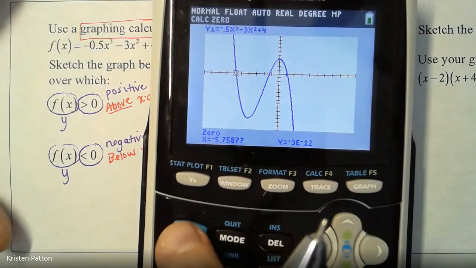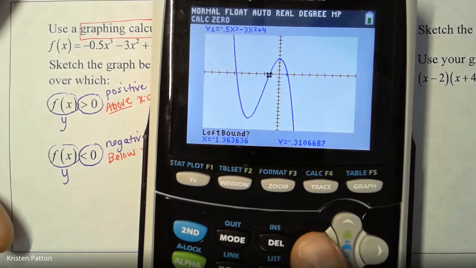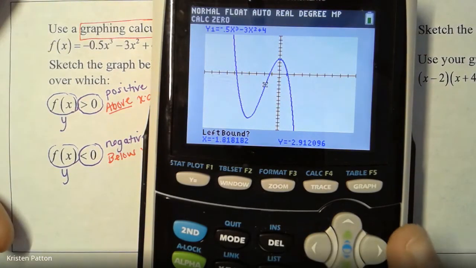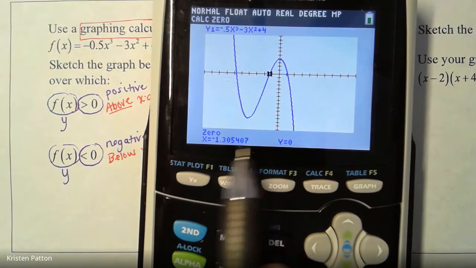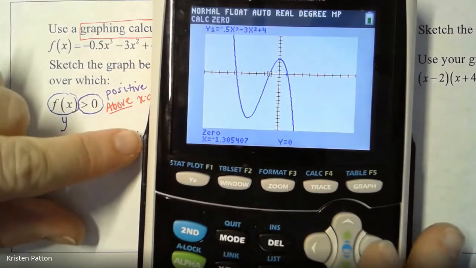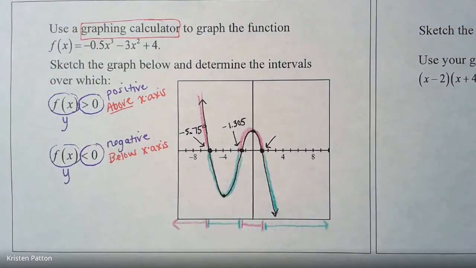Same procedure. I'm going to go second trace down to number 2. I'm going to go over to this zero. I'm going to start by going to the left a little bit, couple clicks, hit enter, then go on the right side of it a couple and hit enter. And then it says guess, and I'm going to hit enter again. Again, doesn't surprise me, the y value is 0. The x coordinate is negative 1.305. Mathematically, this is not a difficult problem. It's just taking us a while to get all of the information that we need.